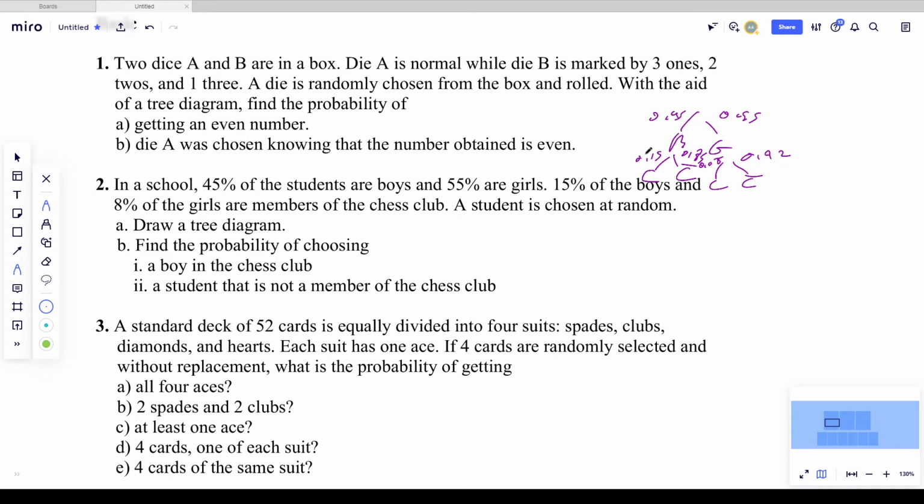And so a boy in the chess club is 0.15 times 0.45. A student that is not a member of the chess club: these people are not members. So it's just 0.45 times 0.85 plus 0.55 times 0.92. Yeah, and that's pretty much it.